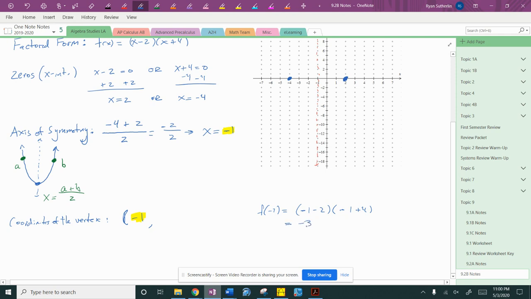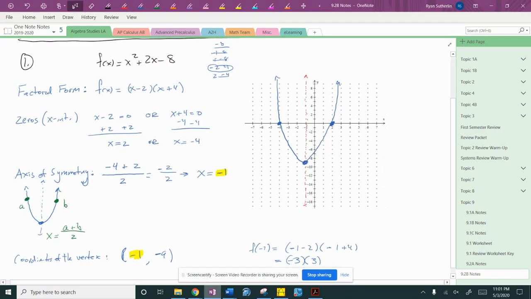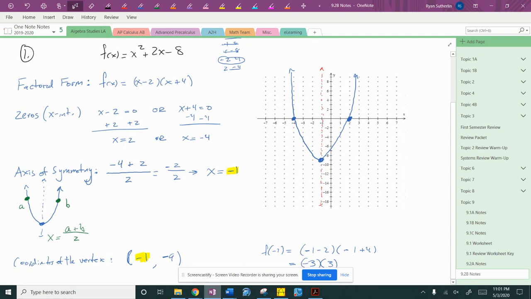So -1 minus 2 is -3, -1 plus 4 is +3, so we get -9 for the y-coordinate of our vertex. So now I can go down here and make a point at (-1, -9), and I can sketch a graph of our parabola. So factored form is just a new form, but it's not that different from other things we've done. From that form, we can quickly get the zeros, the axis of symmetry, and the vertex.